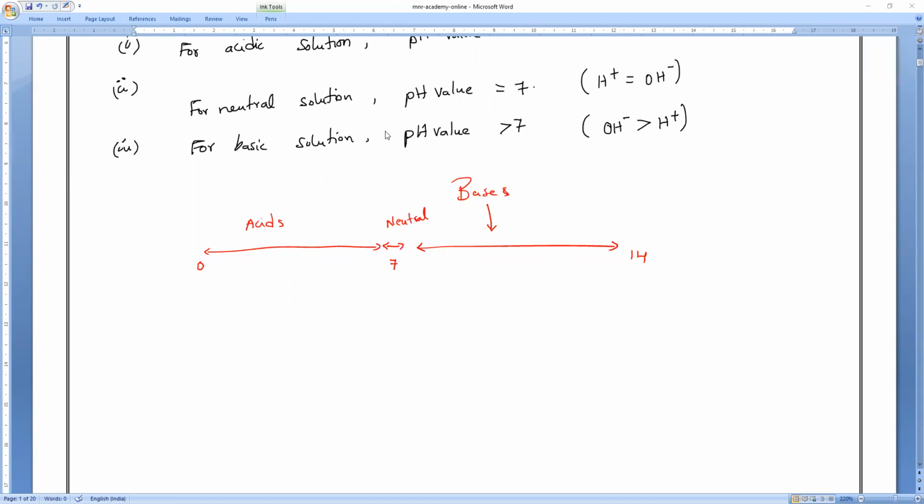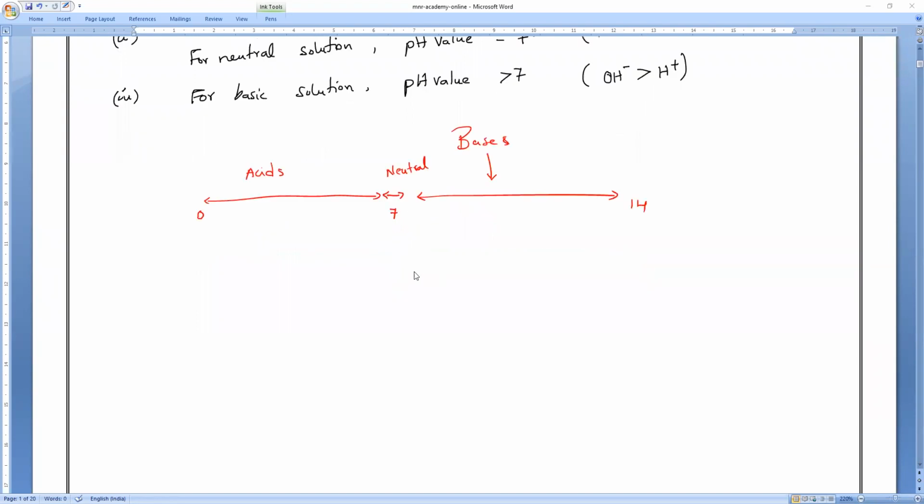Do we understand, everybody? So that is the pH scale. The pH scale varies from 0 to 7 acids, neutral 7, and 7 to 14 bases. Now observe very carefully: 0, 1, 2, 3, 4, 5, 6, and 7.